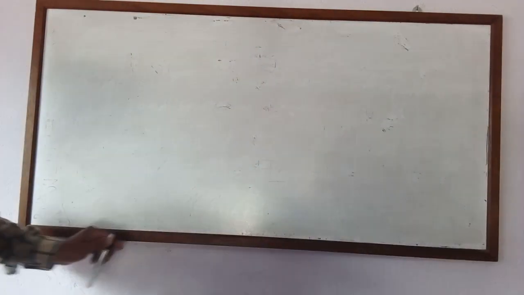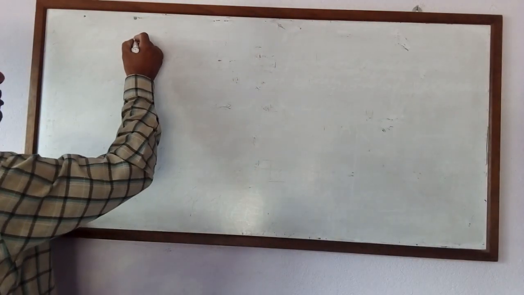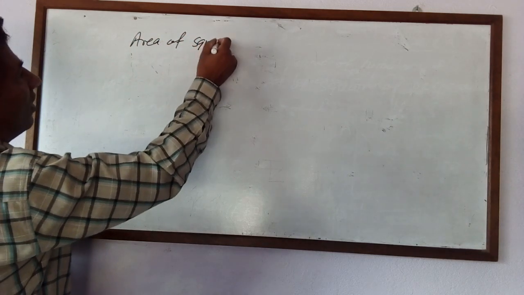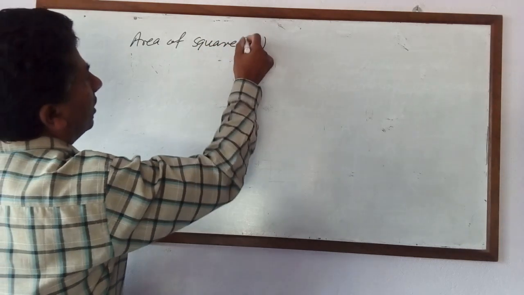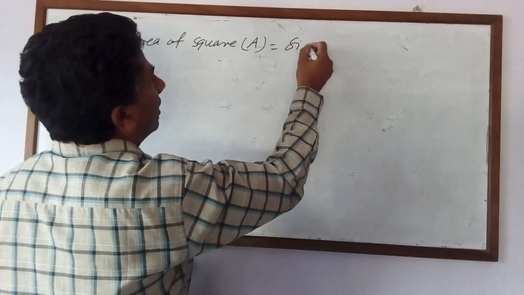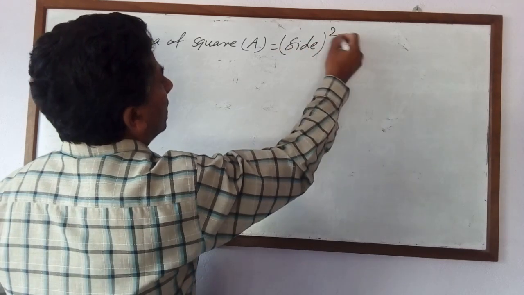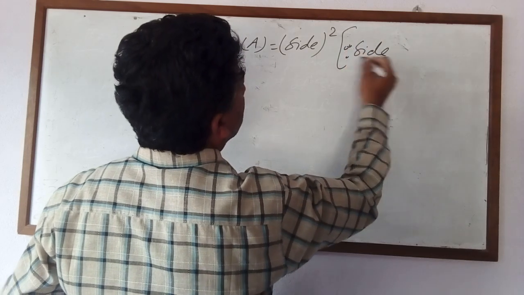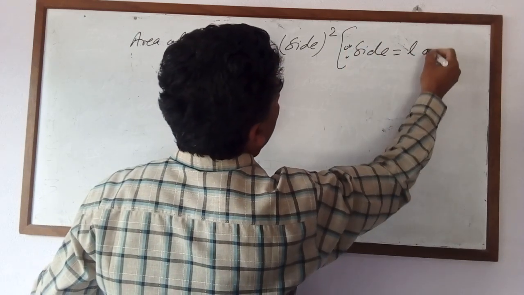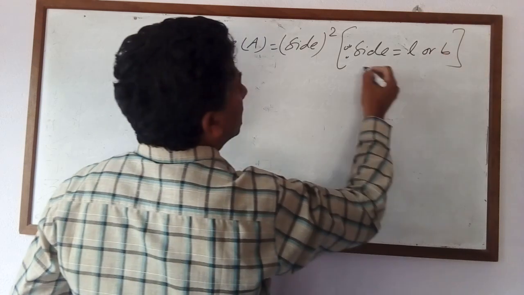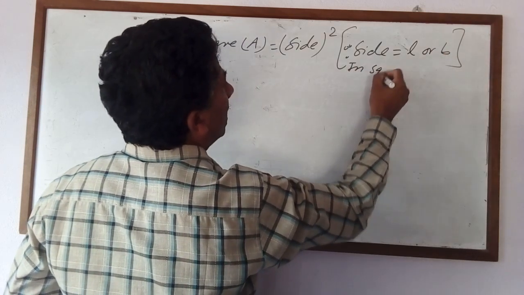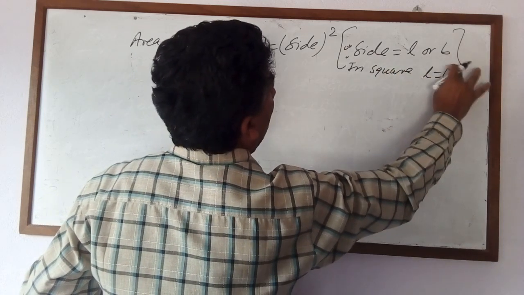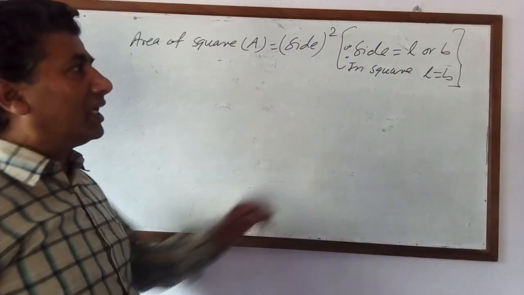Now first of all, just as a note, you have to remember that the area of a square equals side squared. Side means length or breadth. Now in a square, the length and breadth, their sides, are equal. L and B are always equal in the case of a square.